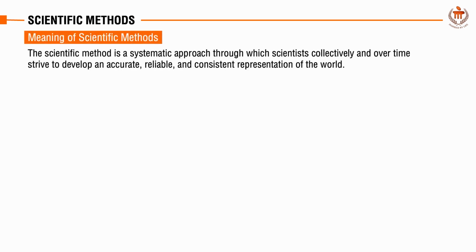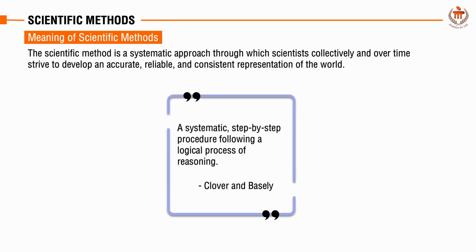Let us understand the meaning of scientific methods. The scientific method is a structured process that scientists use to create an accurate, reliable, and consistent understanding of the world. It acknowledges that personal and cultural beliefs can affect how natural phenomena are perceived and interpreted. To reduce these influences, standardized procedures and criteria are applied. Ultimately, the scientific method aims to minimize bias and prejudice when testing hypotheses and developing theories. Clover and Basely define the scientific method as a systematic, step-by-step procedure following a logical process of reasoning.